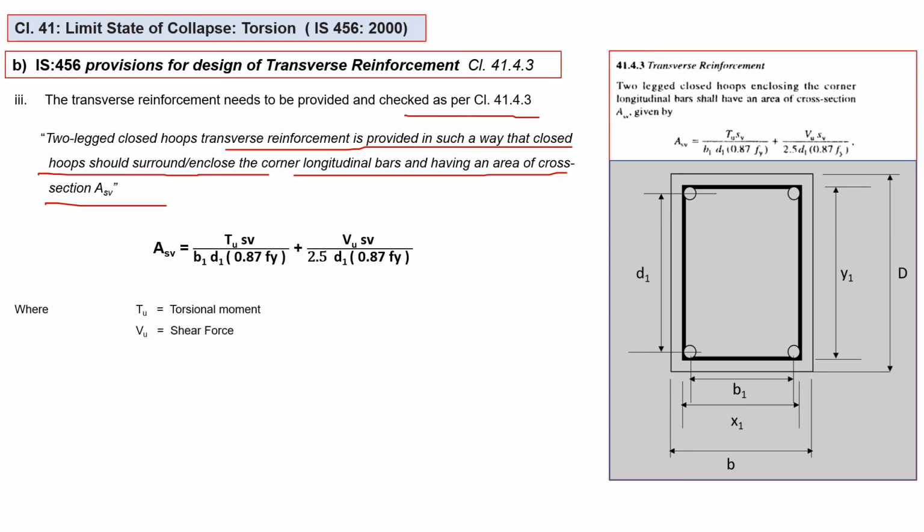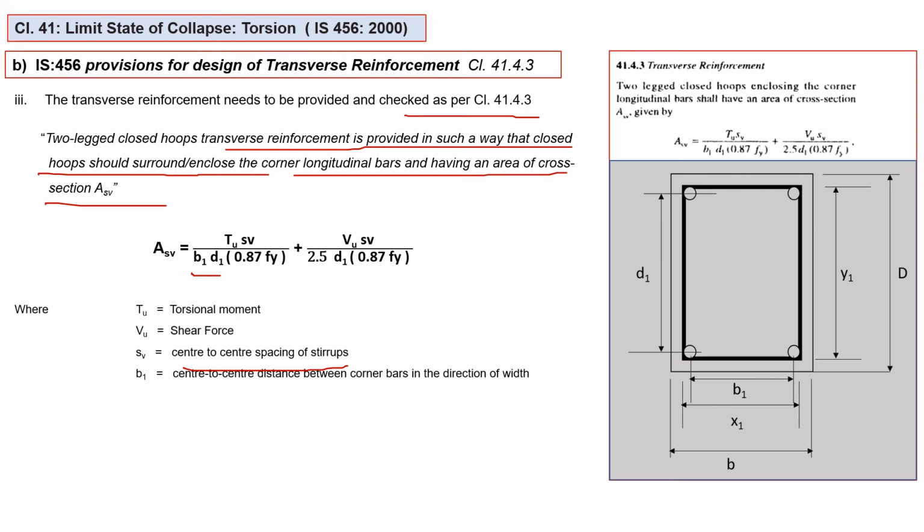Now TU is the torsional moment, VU is the shear force, SV. Now what is SV here in this equation? SV is the center to center spacing of the stirrups. Now what is B1 here when you have to do the calculation? B1 is center to center distance between corner bars in the direction of width.